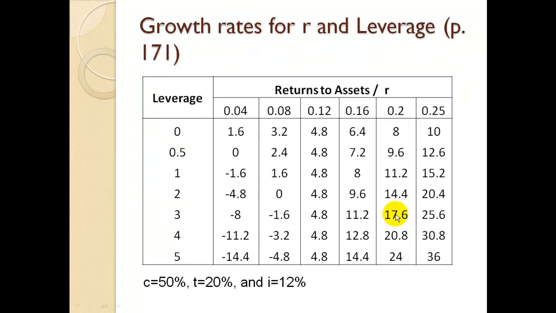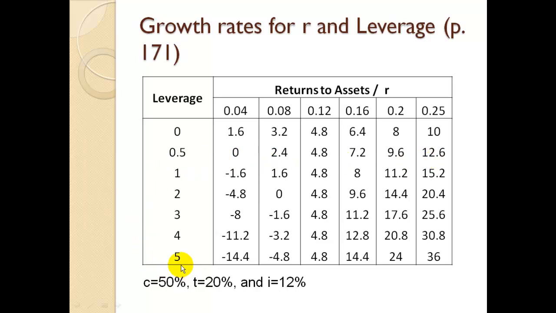Here on page 171, there's a table that shows, based upon 50% consumption, a 20% tax rate, and an interest rate of 12%, for various leverage choices and return on asset rates, the different growth rates you'd have. These are percentages. One of the interesting things to look at here is at 0.5 leverage. That means 50 cents worth of debt for $1 worth of equity. As return on assets goes from 4% to 25%, we're going from 0 to 12%. So there's about a 12% range there.